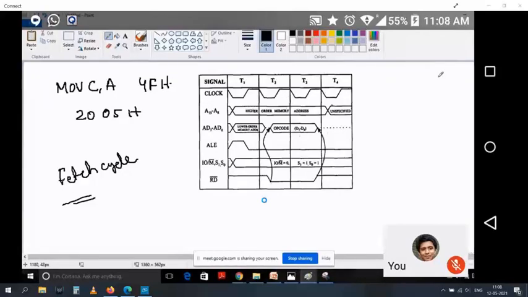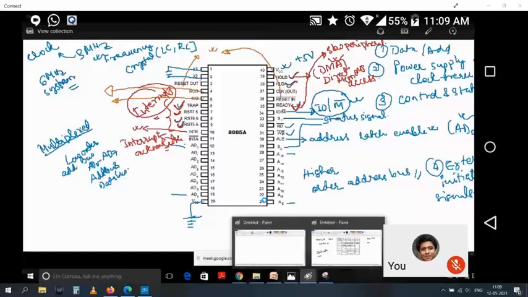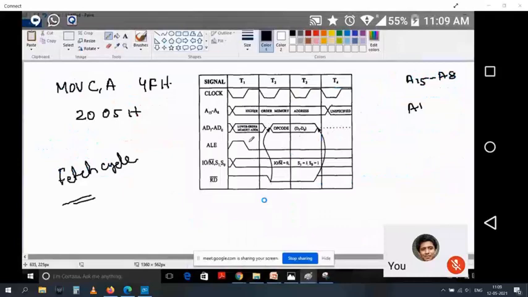Here it is A15 to A8. A0 to A7 are the demultiplexed AD lines, so sometimes they are used as address and sometimes as data. And A8 to A15 is always used as address. This is the higher order memory address, they are calling it.